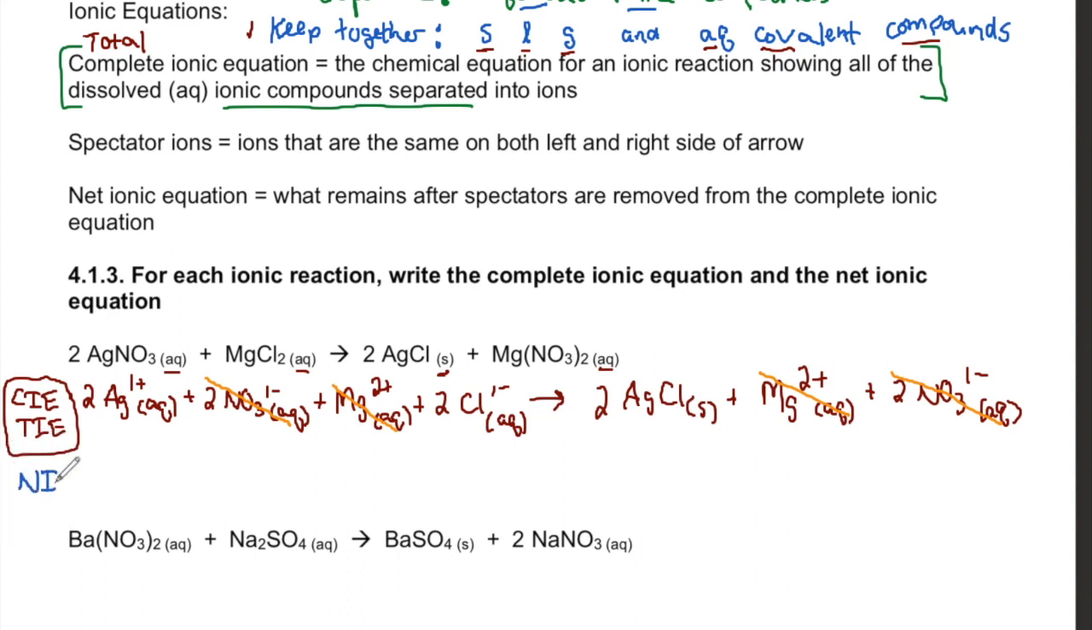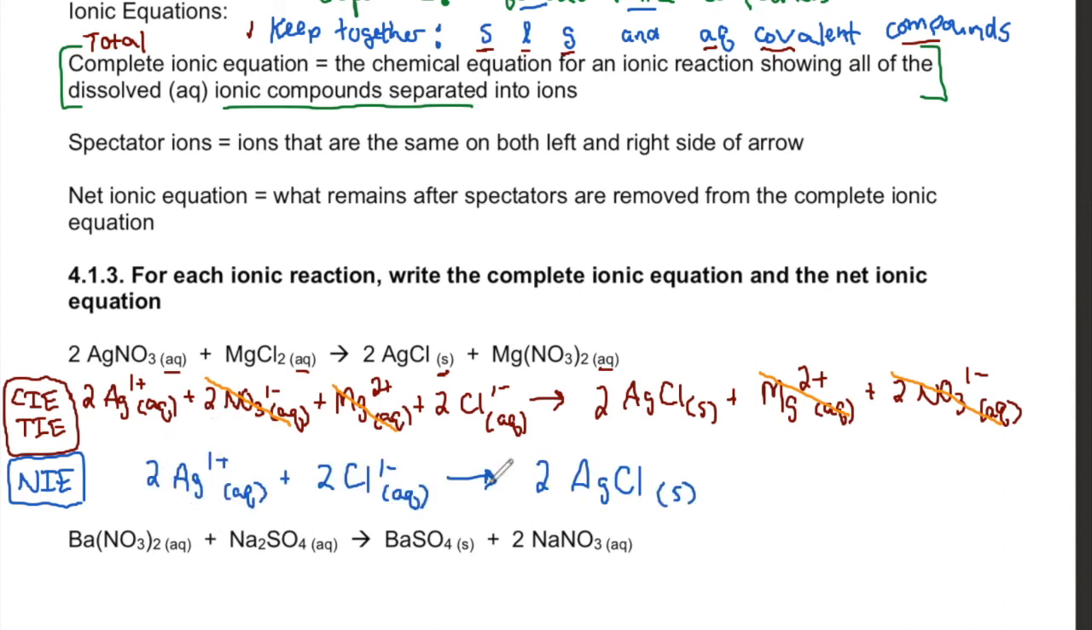So now we can write the net ionic equation, which eliminates the spectator ions that are not really doing much. And it shows what is really happening in this chemical change. And what is really happening is that 2 silver ions are meeting up with 2 chloride ions and forming 2 units of solid silver chloride precipitate.